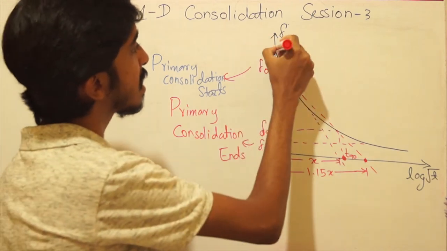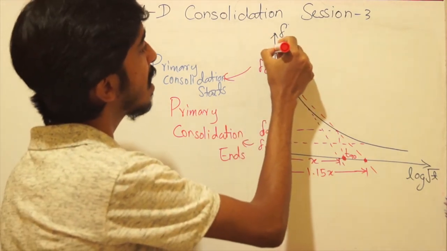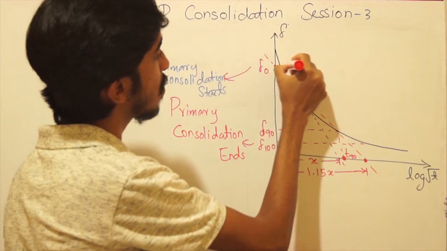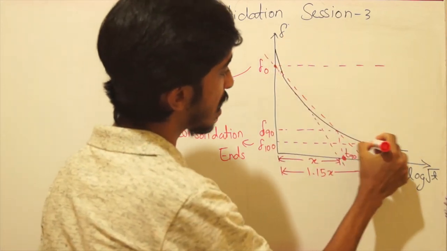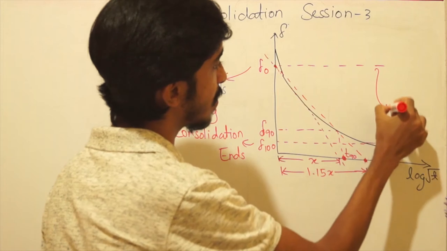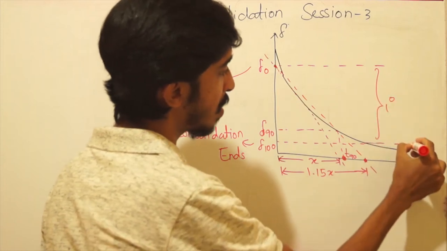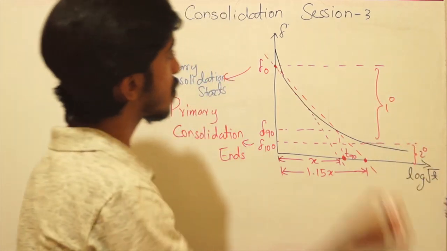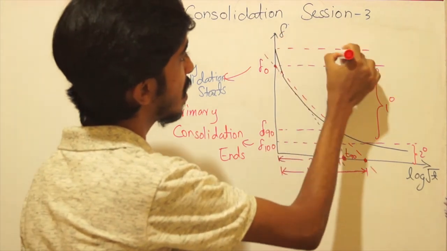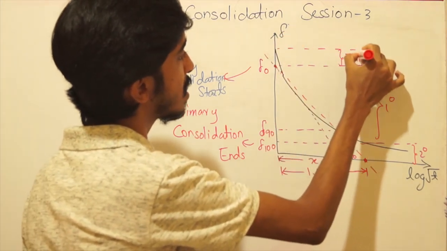In this graph, we can distinctly find the amount of initial settlement. From delta 0 to delta 100, this is the primary consolidation. Below this line would be our secondary consolidation. So this would be the initial settlement.